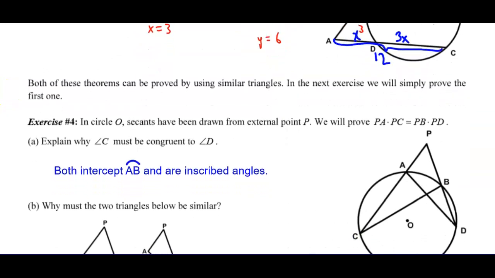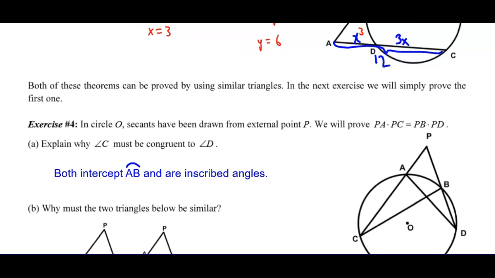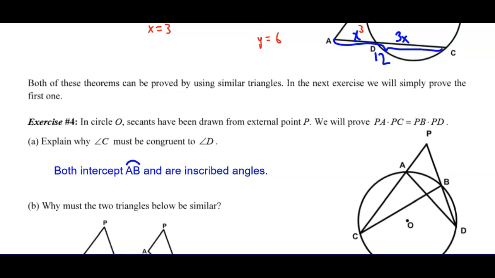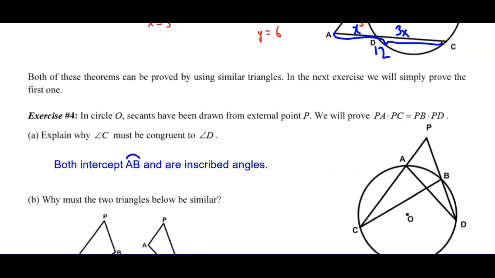All right, both of those theorems can be proved, so we may as well take a minute to prove them. And in this exercise, we're simply going to prove the first one where it's two secants, but the tangent proof would work the same way. We're trying to prove that those products actually are equal to each other. So walking through this bit by bit, explain why angle C must be congruent to angle D.